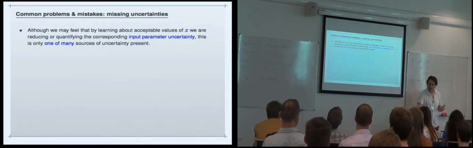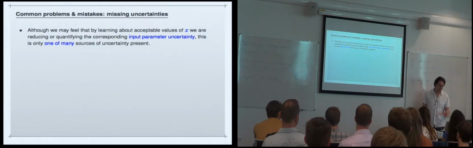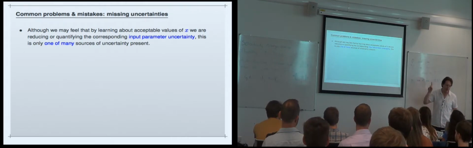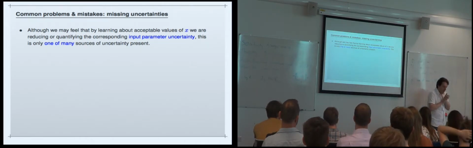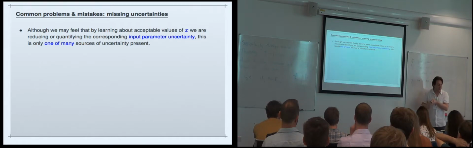This is take-home message number 1. I'm not sure how many take-home messages there are. Not too many, hopefully. Although we may feel that by learning about acceptable values of x, that would be finding where to run our model so that it agrees with some observed data, we may feel we are reducing or quantifying the corresponding input parameter uncertainty. We are. This is only one of many sources of uncertainty present.